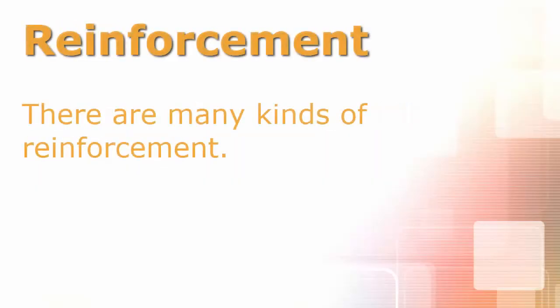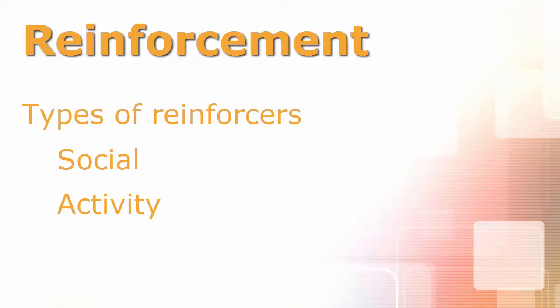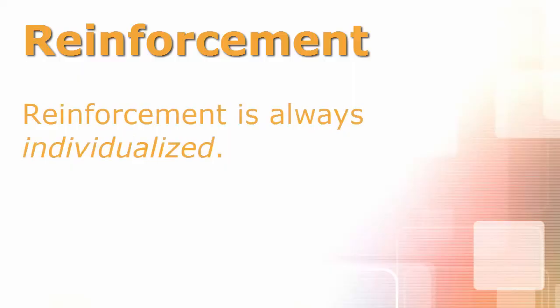There are many kinds of reinforcement. Social reinforcement involves praise or giving a high five. Reinforcement can also involve an activity such as playing on the computer. Reinforcement can involve a preferred item such as a toy or a piece of food. It is important to remember that reinforcement must be planned for. This requires understanding what is motivating for the student. Remember, reinforcement is always individualized and based on what the student really enjoys.